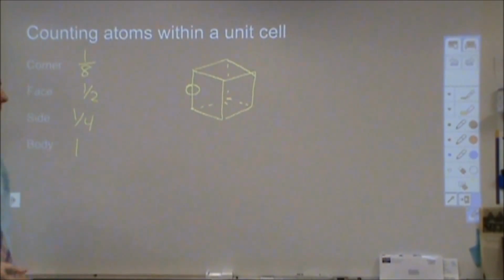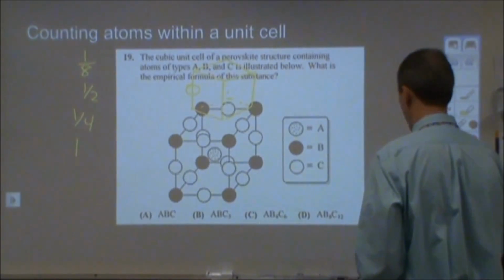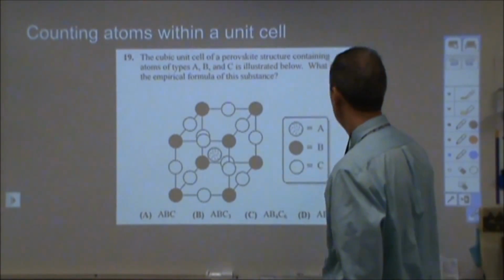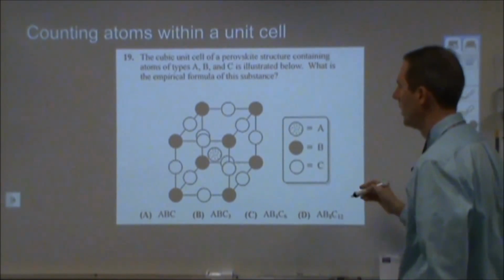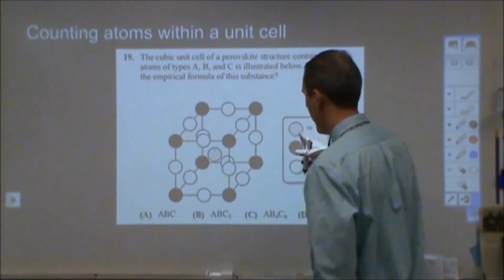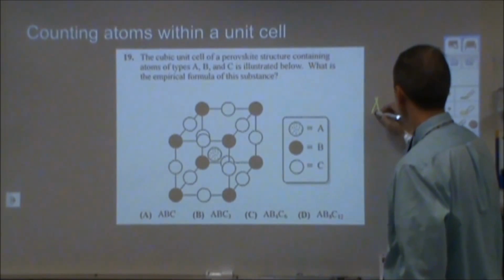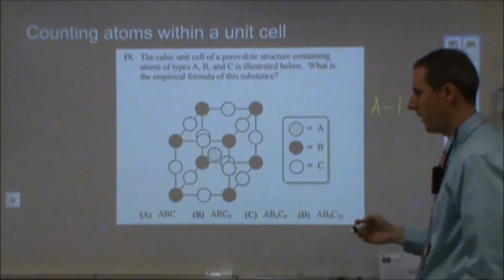Now let me show you a sample question where this gets a little more complicated besides face-centered cubic or body-centered cubic or anything like that. So this is a question from a chemistry Olympiad test in the past. So here we have a whole bunch of different atoms. We have atom A, this one that's in the middle of the cube. So A counts as 1 single atom towards the unit cell.